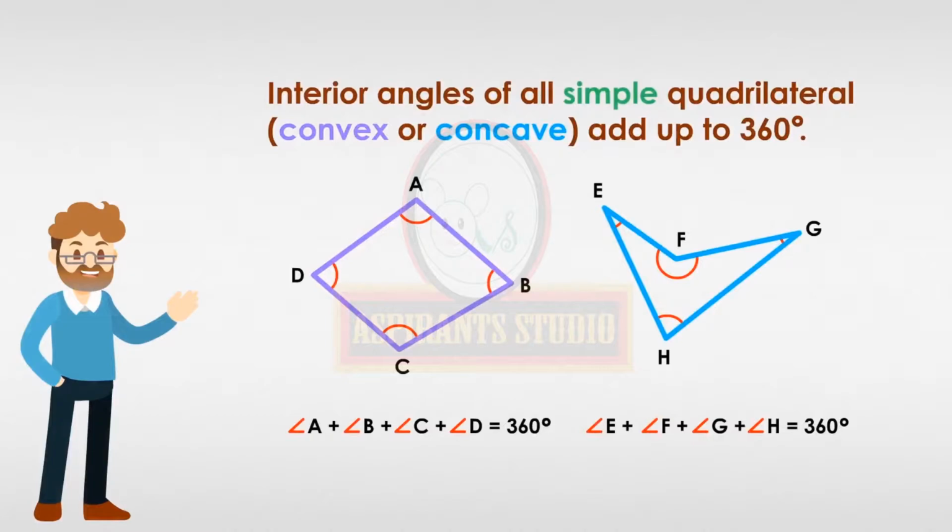Interior angles of all simple quadrilaterals add up to 360 degrees. It is otherwise called the sum of the measures of all angles of a quadrilateral is 360 degrees.